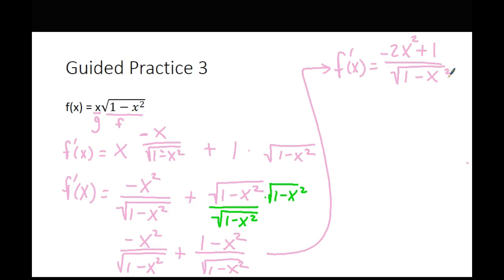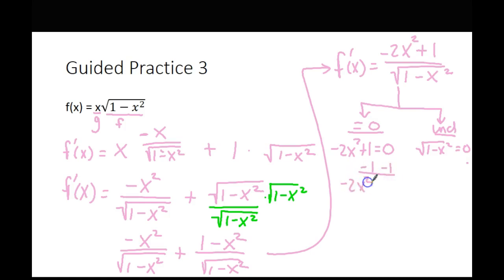Remember, we're trying to find intervals of increase and decrease. So to do that, I need to find my critical values. Critical values are where the expression is equal to 0 and where it is undefined. So it equals 0 when the numerator equals 0. I did a problem like that last time. And it's undefined when the denominator equals 0, which we did last time as well. So let's go ahead and get down to business here. I'm going to subtract 1 on both sides. Divide by 2. Square root.